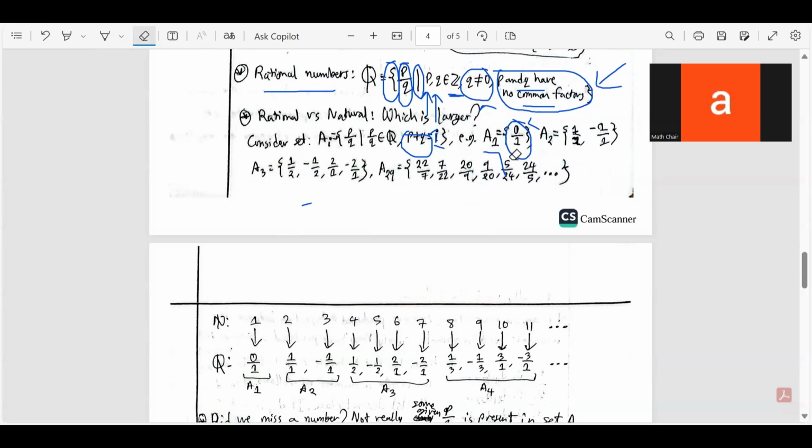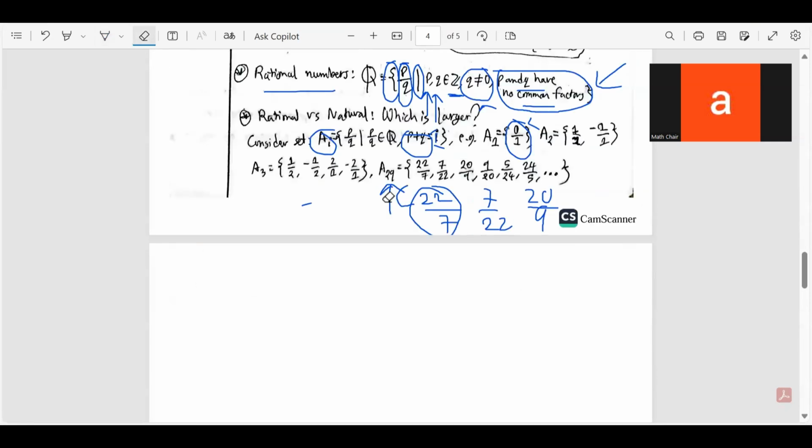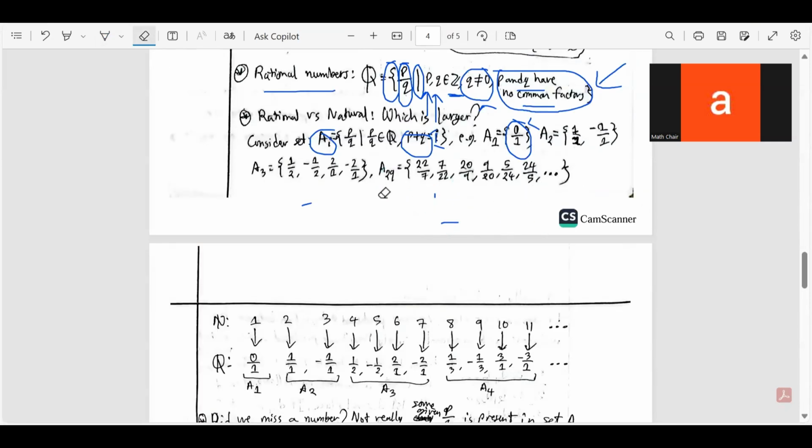Not really. If I go further along in this sequence of different sets, like let's say I looked at A29, what would it look like? I'm not going to list everything. That's not possible. But here are a few examples. I could write the number 22 by 7 because the sum of these two numbers is 29. That's a rational number that will be present in this set. I could write the number 7 by 22 because the sum of these two integers is 29. I could write the number 20 by 9. I think you get the idea. I can write any number of this form.